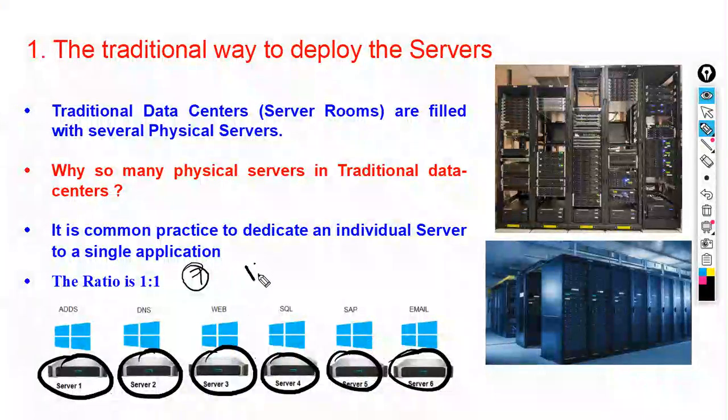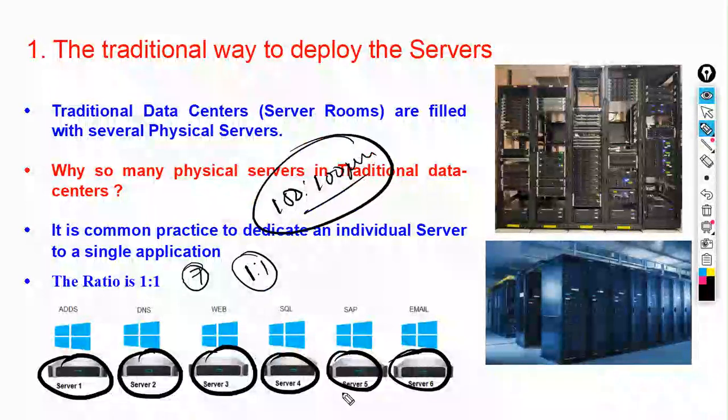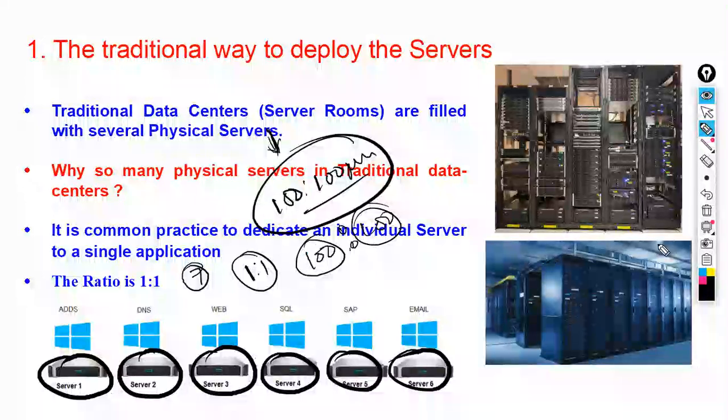The ratio is 1:1. If you have 100 applications and you follow the traditional way, you need to purchase 100 physical servers. Clear, guys? What is the traditional approach here? What do we do in the traditional data centers? 1:1. What does 1:1 mean? One physical server for one application. If you have 100 applications, how many servers do you need? 100 servers. So this is the traditional approach.